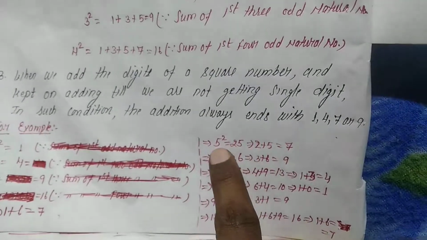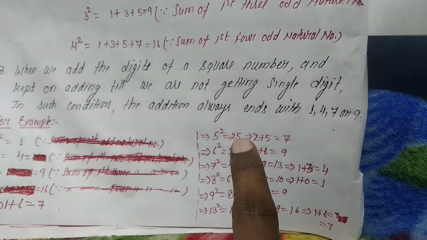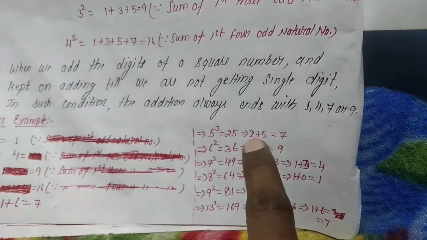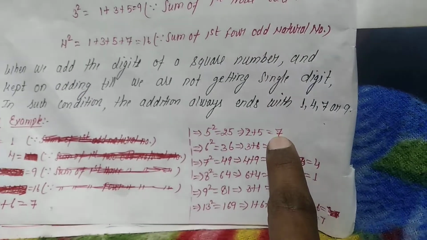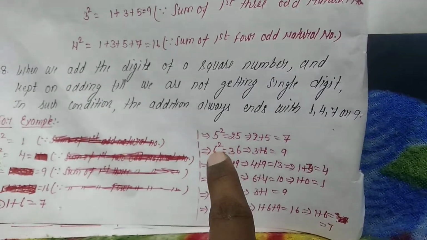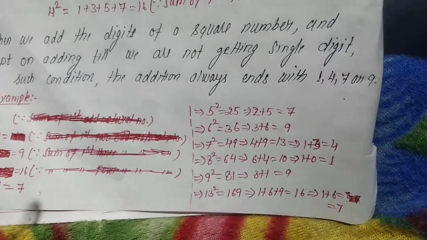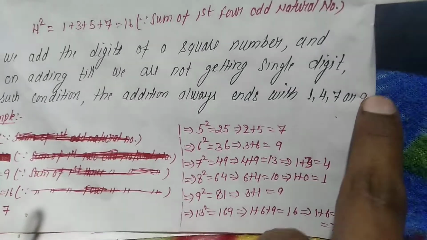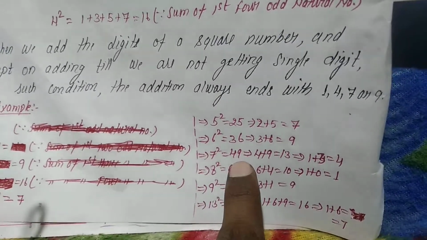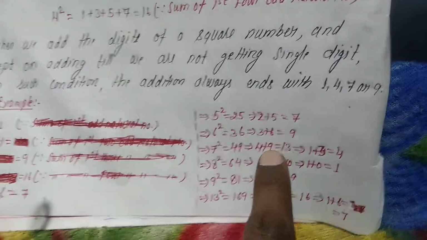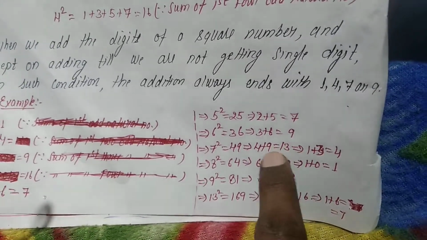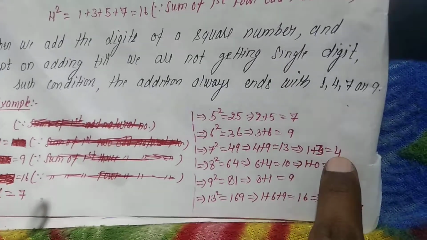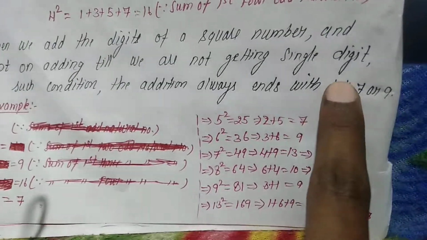Now see, the square of 5 is 25. See, now add the digits of the square, 2 plus 5 is equal to 7. See, 7 is here. The square of 6 is 36. Now add the digits, 3 plus 6 is equal to 9. See, 9 is here. The square of 7 is 49. See, 4 plus 9 we get 13. Then again we add, because we have to keep it in a single digit. See, 1 plus 3 we get 4. See, 4 is in the property.